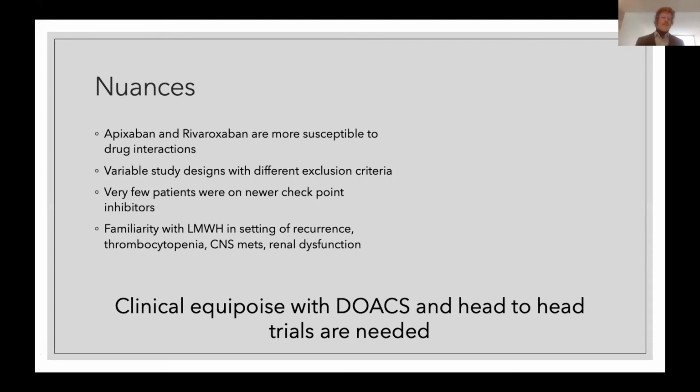Other nuances: apixaban and rivaroxaban are more susceptible to drug interactions. They've got variable study designs with different exclusion criteria. Very few patients were on the checkpoint inhibitors that Megan gave us a great talk on a few weeks ago. So there's still clinical equipoise with respect to the DOACs, and head-to-head trials between those two are needed.